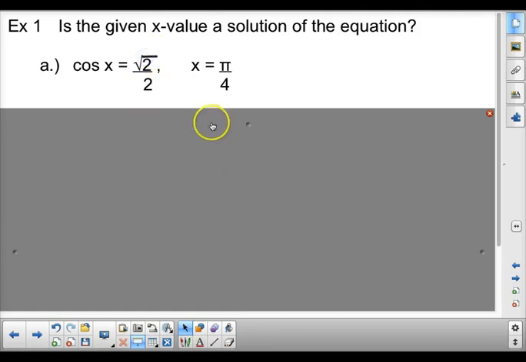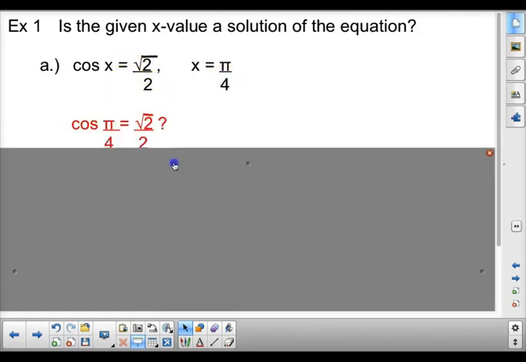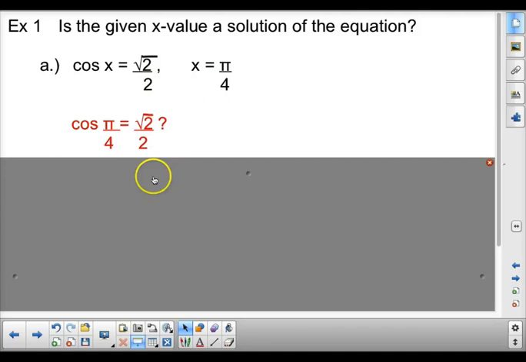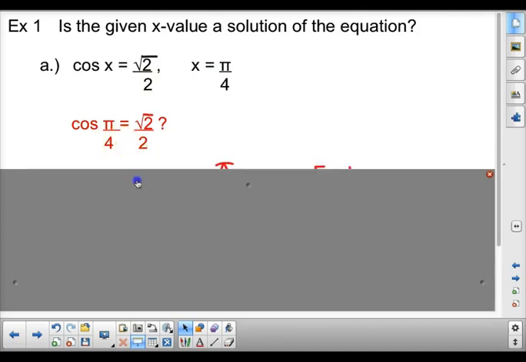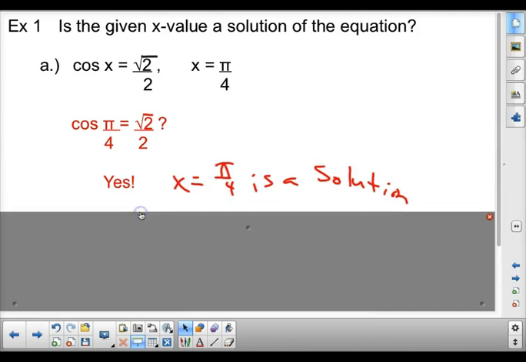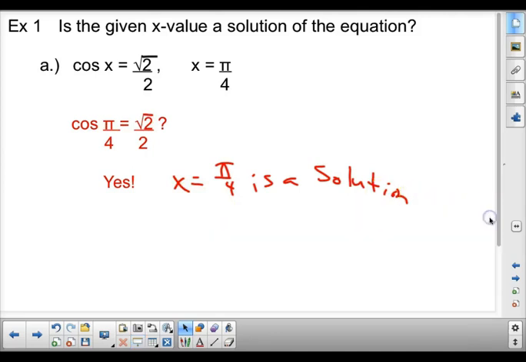Okay. So if I want to know if pi over 4 is a solution to this equation, I'm going to substitute the pi over 4 in my equation. And I'm going to say, okay, is the cosine of pi over 4 equal to the square root of 2 over 2? Well, yes, it is. So the cosine of pi over 4 is equal to the square root of 2 over 2. So x equals pi over 4 is a solution for this equation.